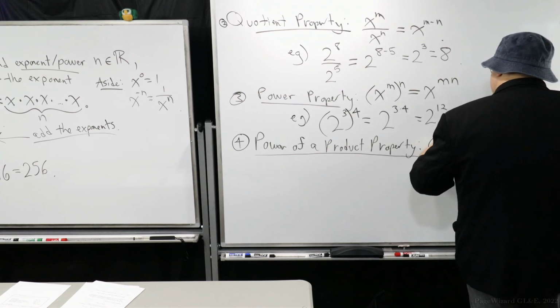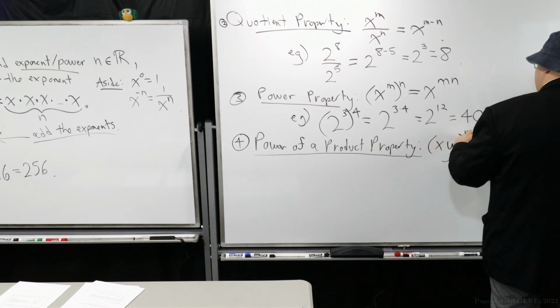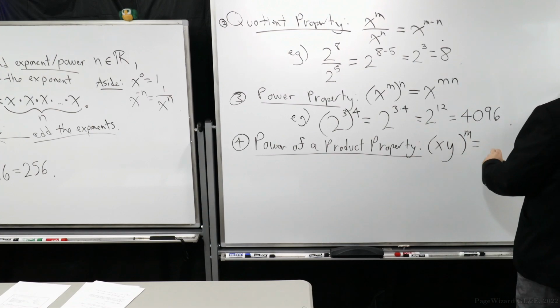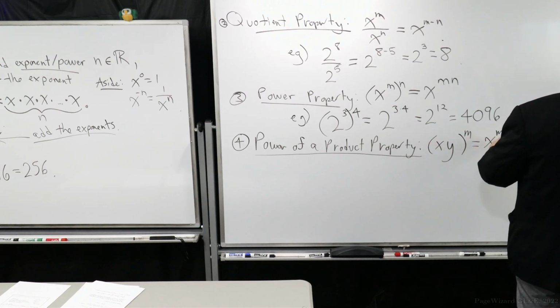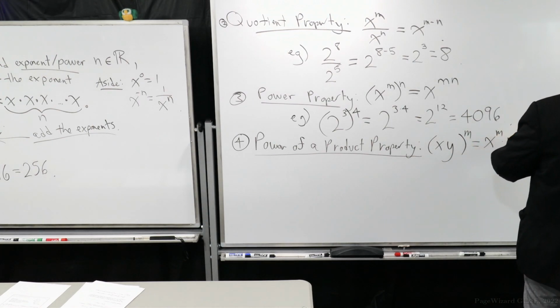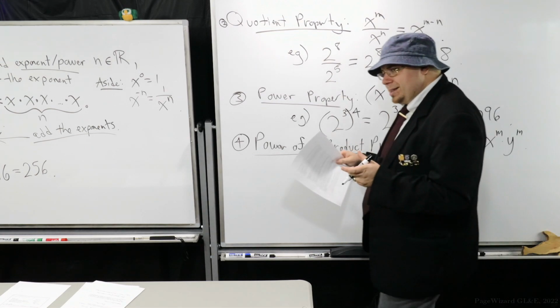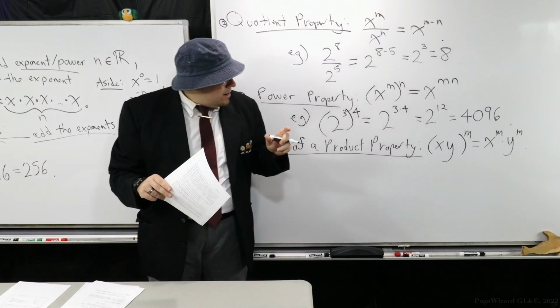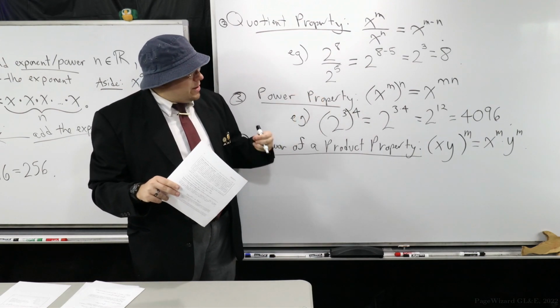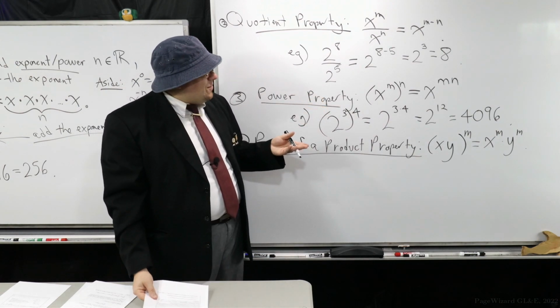So if I have x times y raised to the m, this is no different than writing x to the power of m times y to the power of m. So notice the parentheses. It's x times y raised to the power of m. Now you might ask, Dan, how is that the case? Well, let's think about it.